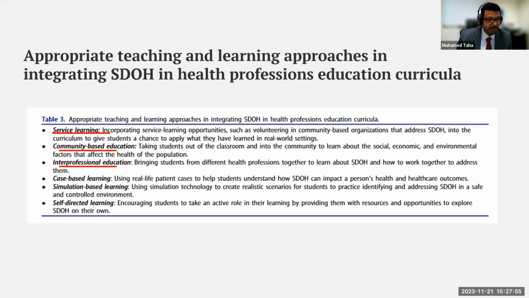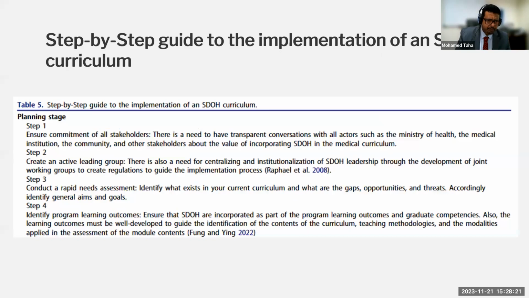Interprofessional education, as you see in the experience from University of California and University of Gezira, Sudan, they have not only interprofessional education, they have the multidisciplinary approach, case-based learning, and we can also use problem-based learning, simulation-based education, and also self-directed learning. And we have a good opportunity to apply this in our college.